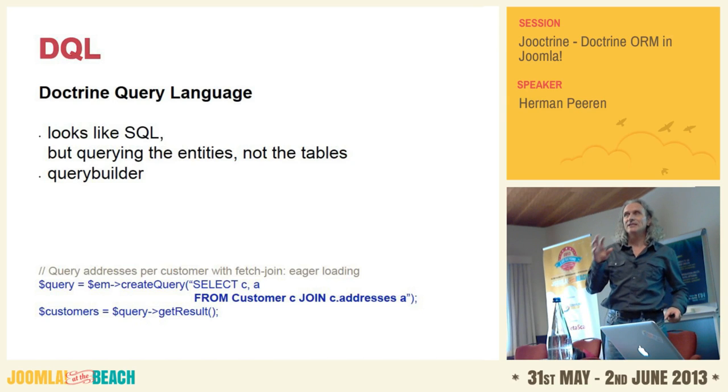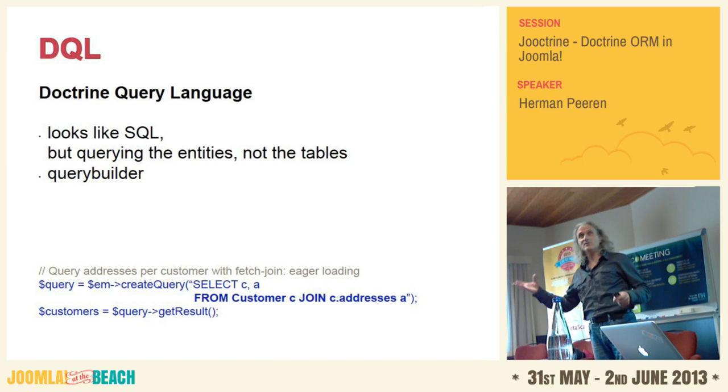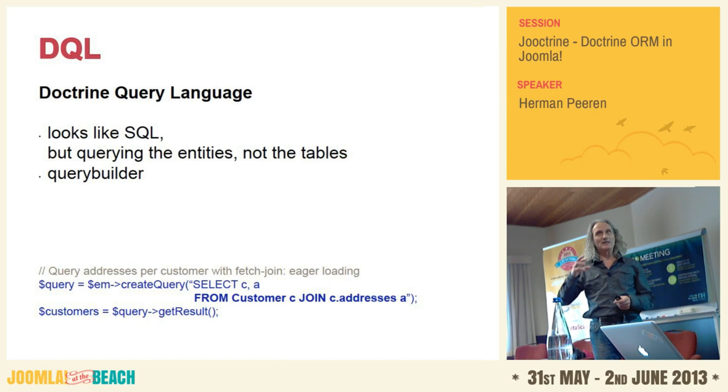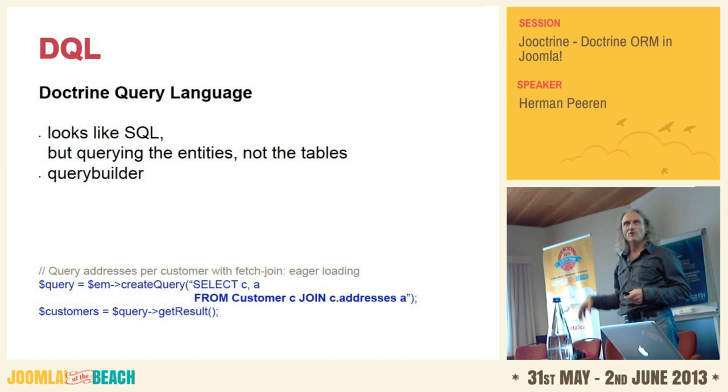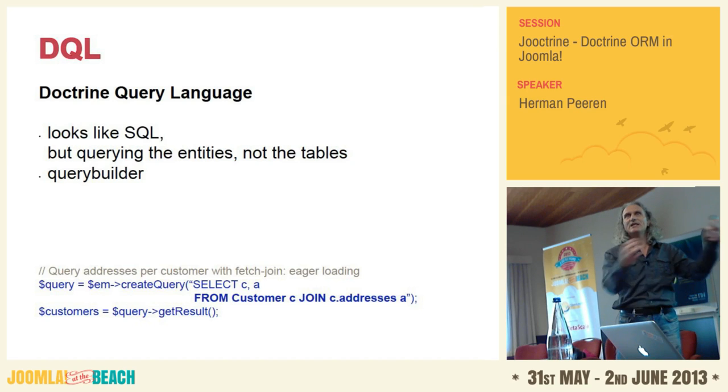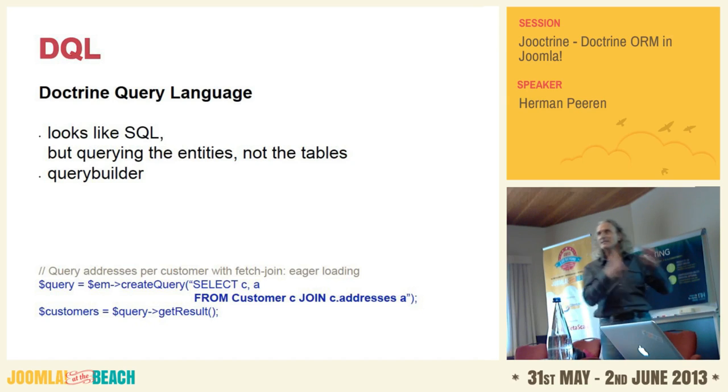I said you don't have any SQL queries then in the objects. But in Doctrine, they have a query language to query the objects. It looks like SQL, but the whole mapping thing about foreign keys and how the objects are made together is left in the mapping layer. So for instance, you could have a select statement from a customer that you join with an addresses field from that customer.